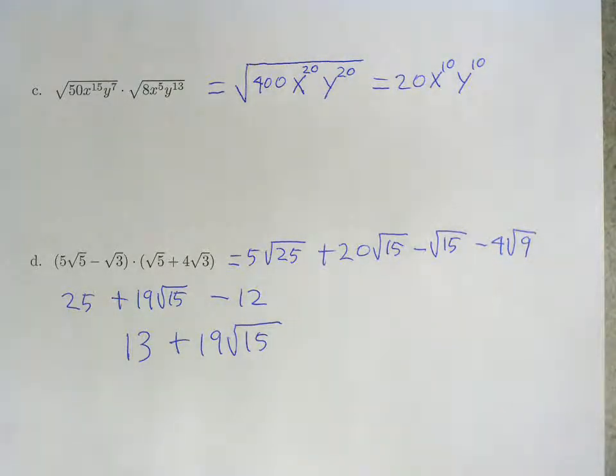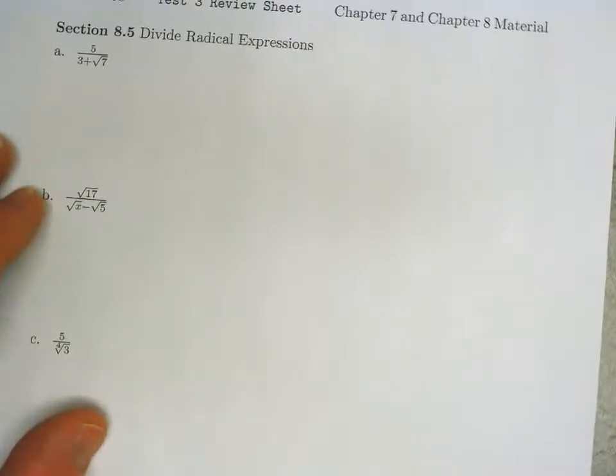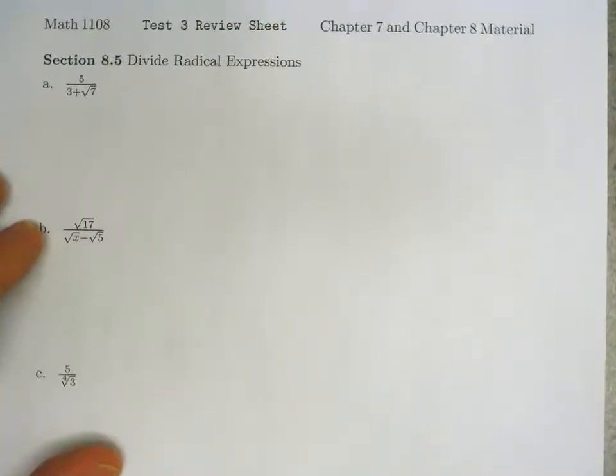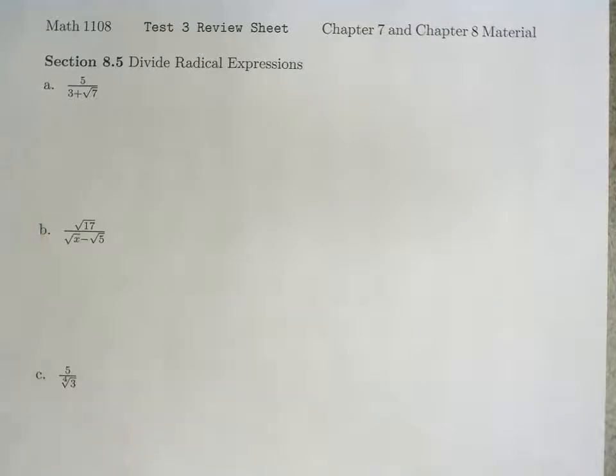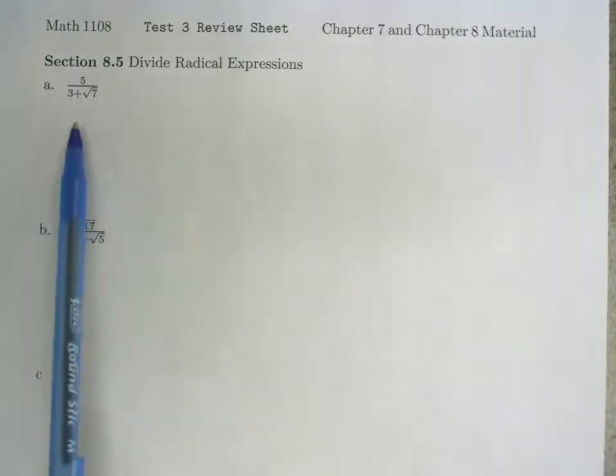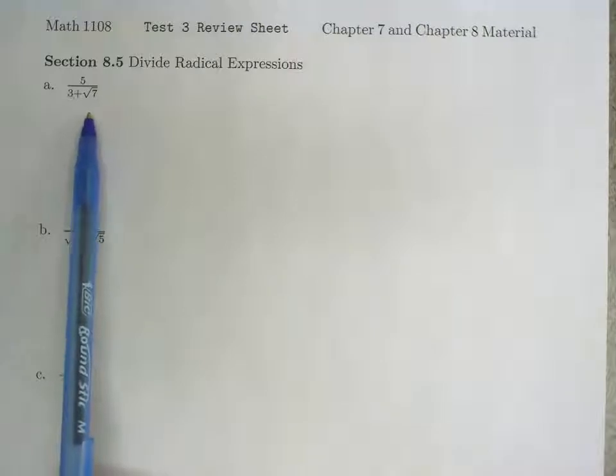Okay, we'll move on to section 8.5, dividing radical expressions. Okay, divide radical expressions. This is 5 divided by 3 plus the square root of 7.